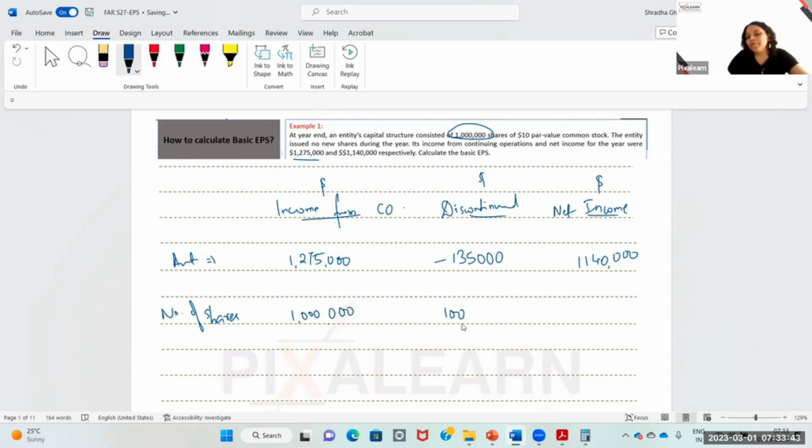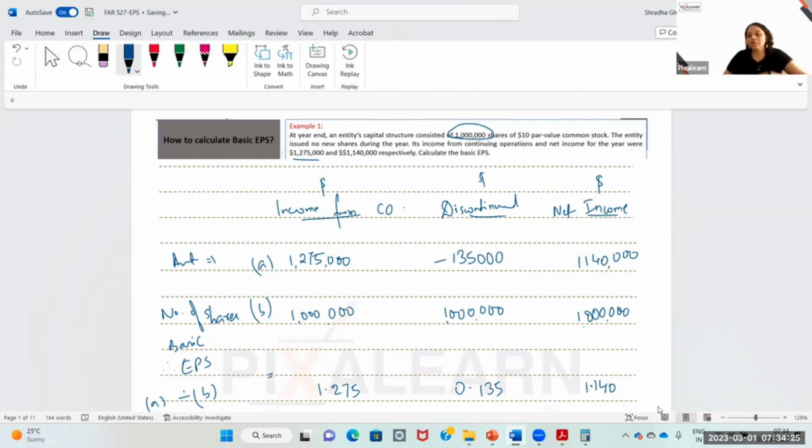Now do you realize, guys, the numbers don't undergo a change. The base remains the same, whatever numerator you are taking in the picture. The base will not change. So what is your earnings per share? Your basic earnings per share is going to be A divided by B. In this case, it is 1.275. In this case, it is 0.135. And in this case, it is 1.140. Yes, no, guys?